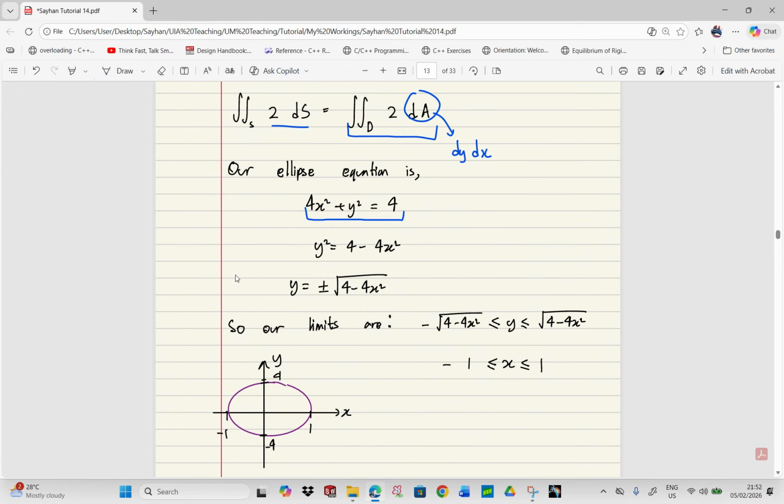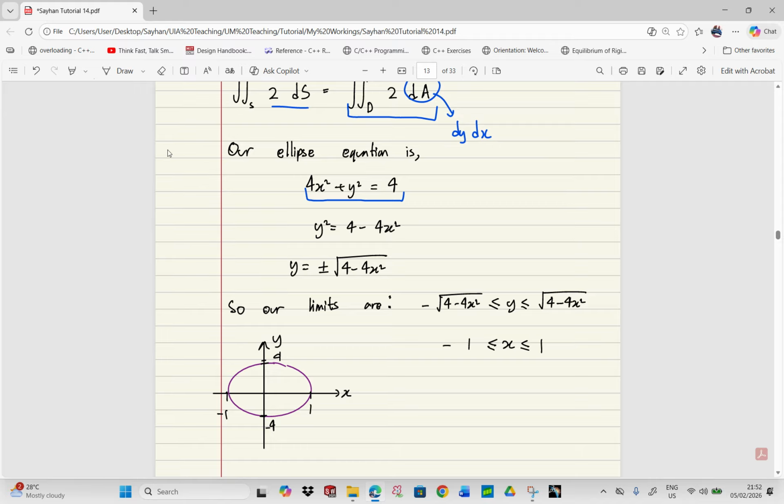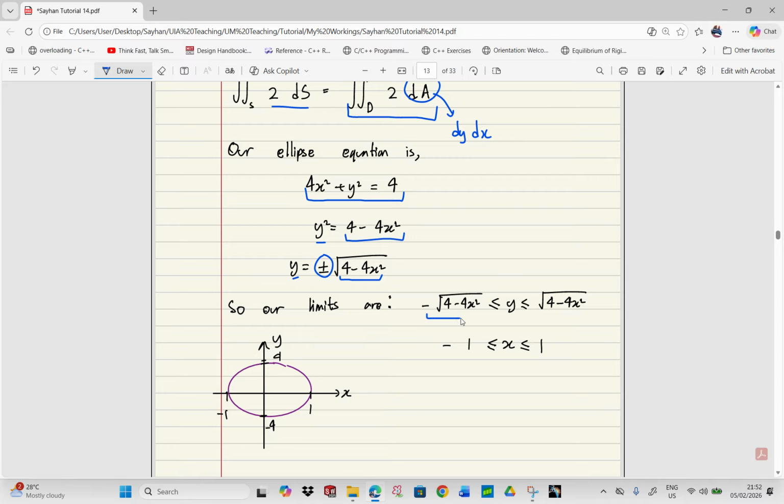So I of course set the limits of our ellipse. Once you rearrange it, you get y squared equals 4 minus 4x squared. So y is between plus minus square root of 4 minus 4x squared. So my limits of y are between the negative square root of 4 minus 4x squared and the positive square root, whereas my x is between negative 1 and 1.